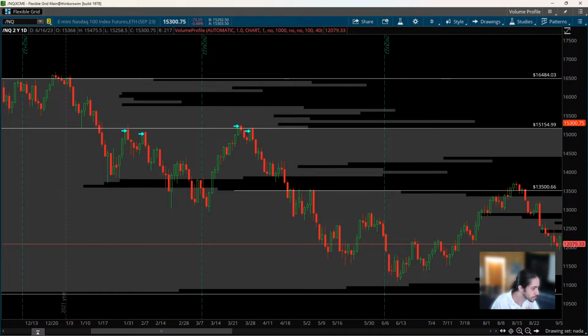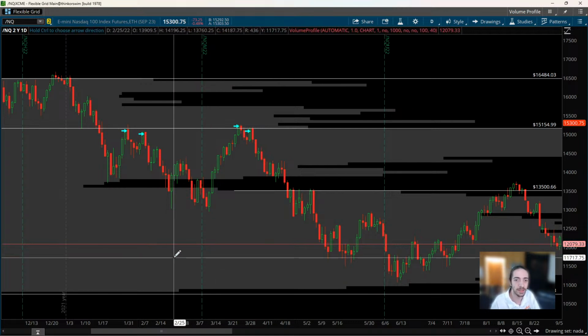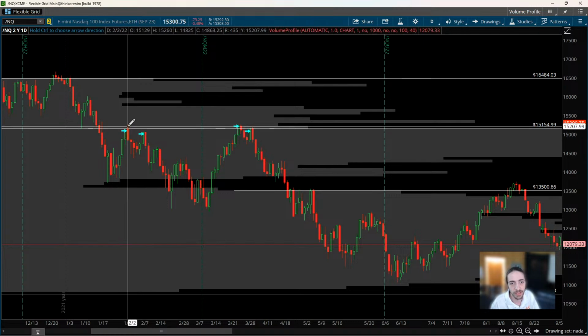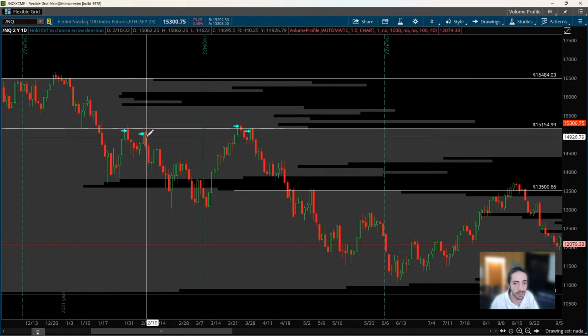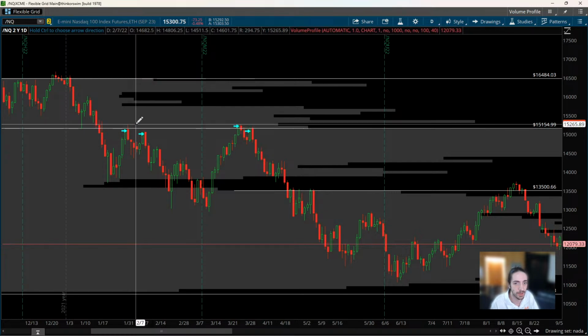Did you already show how to set up the... No, I did not show how to set it up on TOS yet. I'll do that a little towards the end. But, so this would be, I would use swing highs. This is a lower high compared to this high. Enter here, stop loss right here.